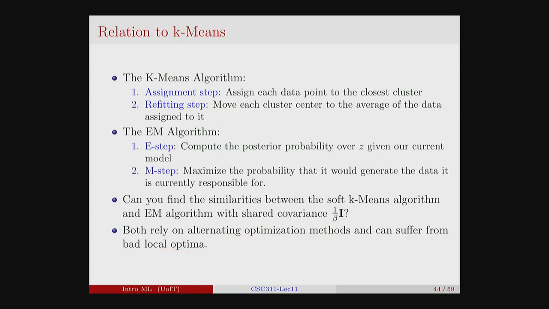Yeah? Is beta just like a random constant? No, remember in soft k-means we have this hyperparameter beta. It's the same beta. So if you wanted to relate the two to each other, you would take the beta that you use for soft k-means, set the covariance matrices to be 1 over beta times the identity matrix, and then you would be able to see that the E step and the M step in EM for the corresponding mixture of Gaussians would be identical to doing soft k-means. Like you'd get the same solutions out.